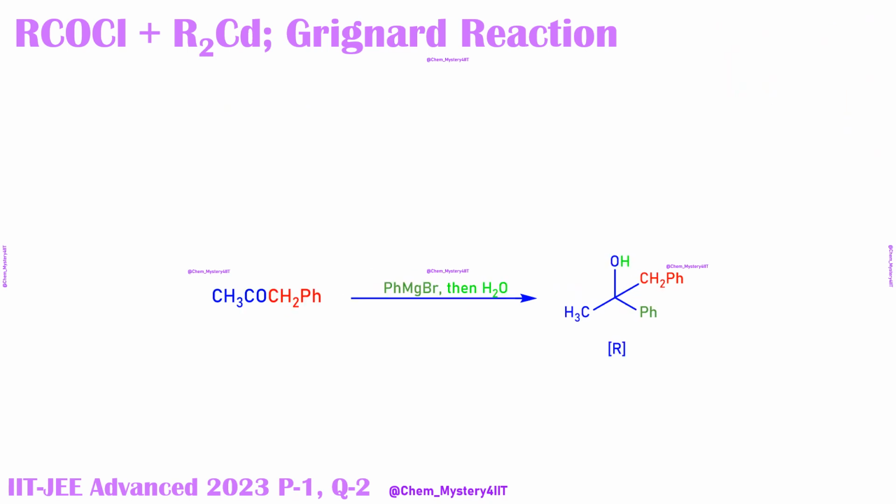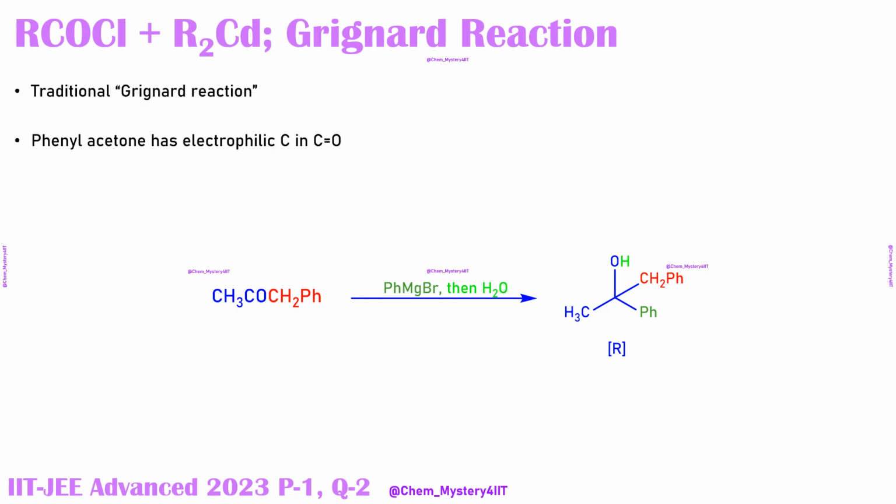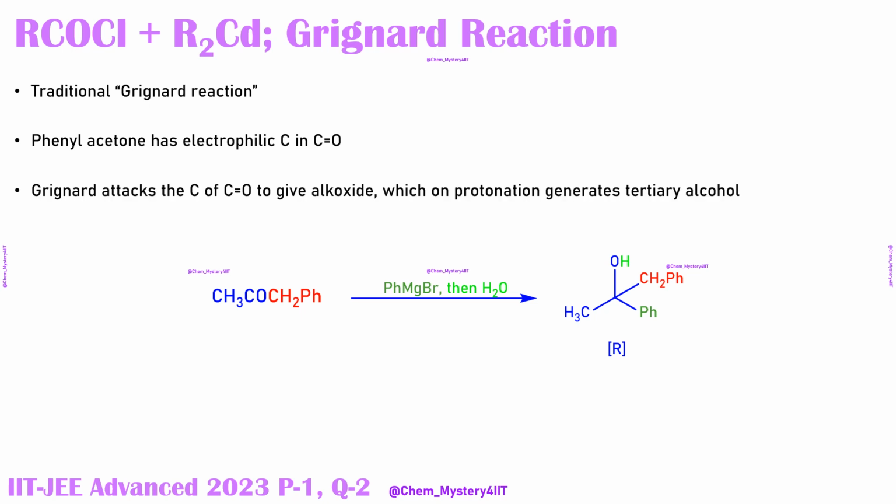Okay, moving on to the second step of this reaction sequence. We have here phenyl acetone as the starting compound, and this phenyl acetone is now being attacked by the Grignard reagent. That is again the traditional Grignard reaction. We have seen this a number of times already. In this reaction, the phenyl acetone has an electrophilic carbon, so the phenyl group attacks over here, converting it into an alkoxide, and the alkoxide will generate a tertiary alcohol, as we have seen in the previous sequence.